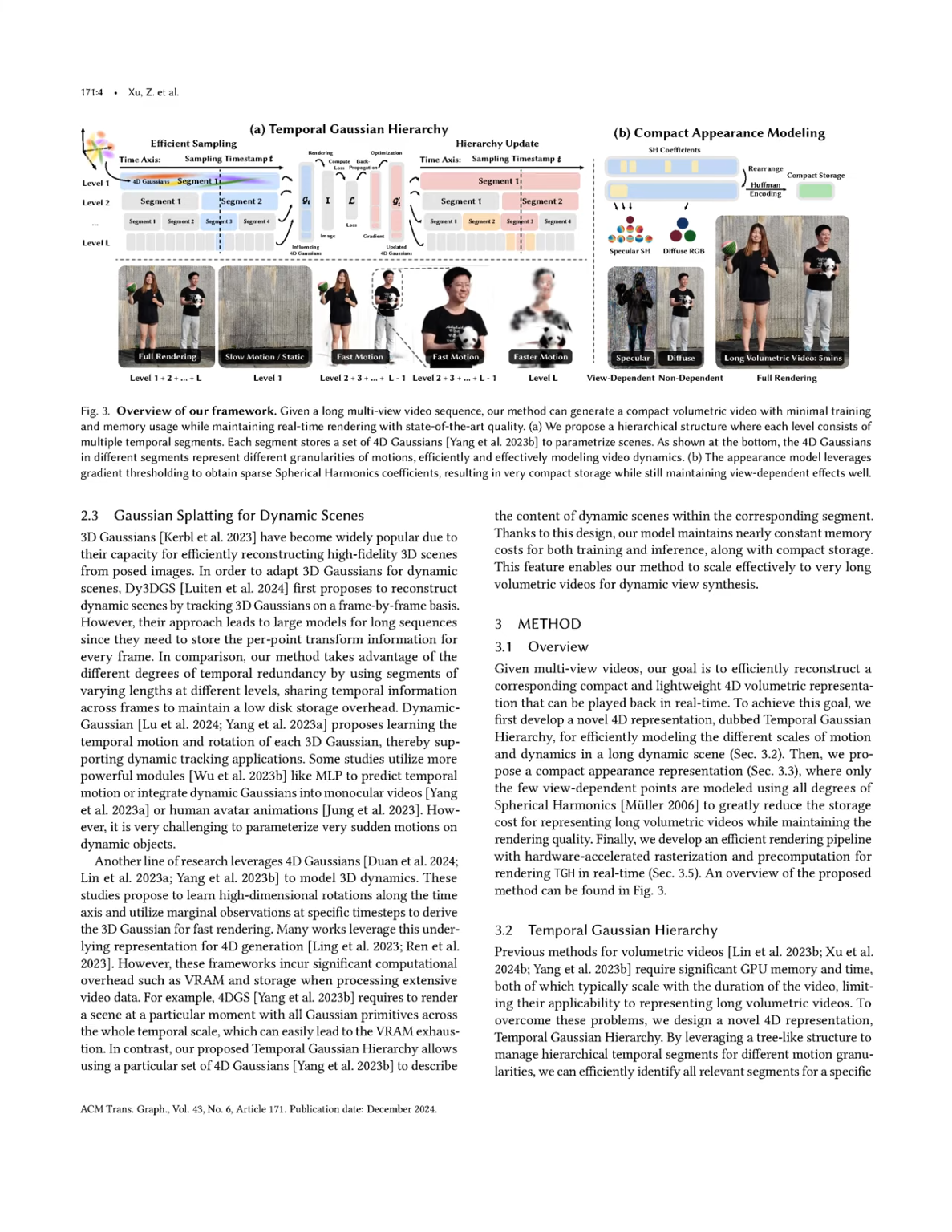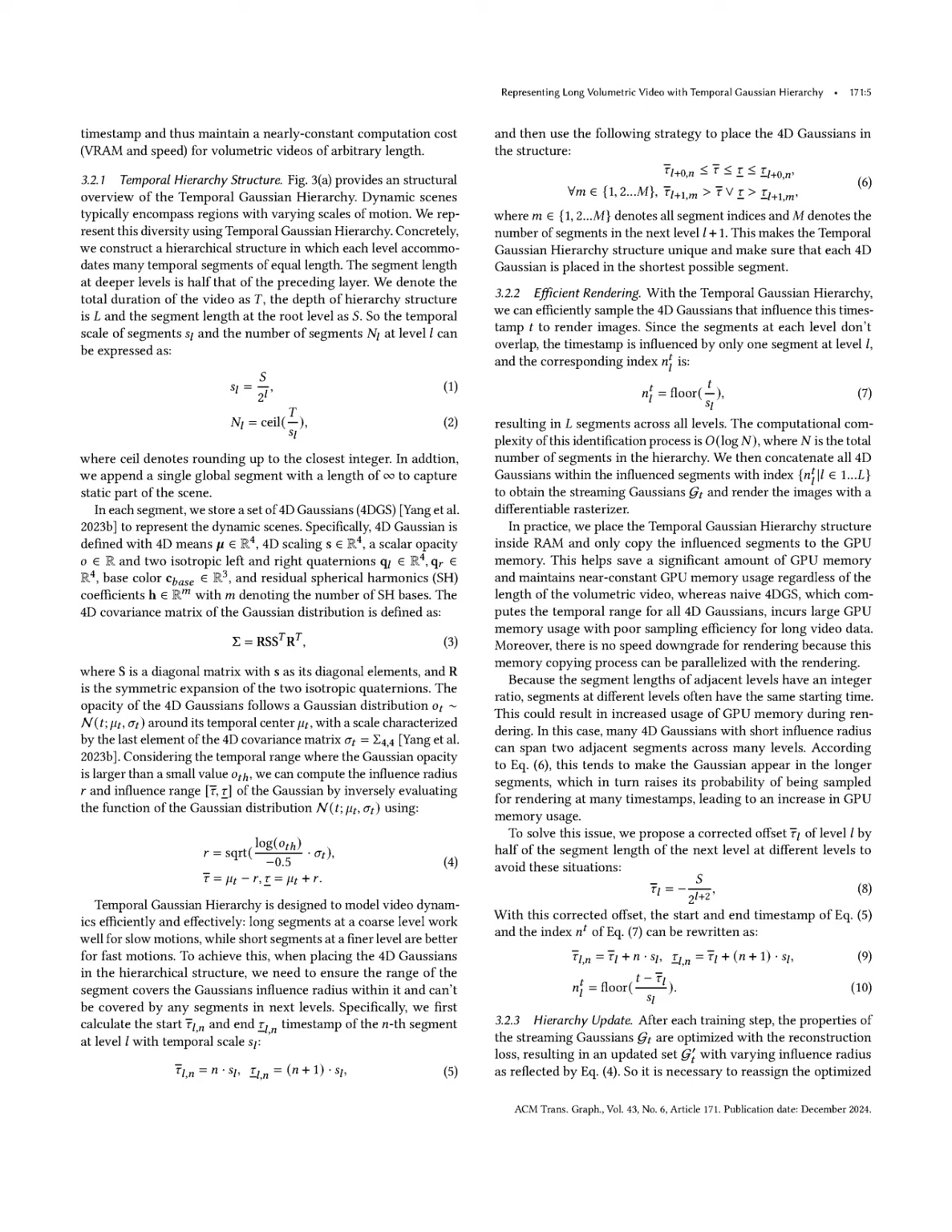The proposed temporal Gaussian hierarchy, TGH, operates through a multi-level hierarchical structure designed to efficiently model dynamic scenes with varying motion scales. First, the video is divided into segments of different lengths at each hierarchical level, where deeper levels represent shorter segments to capture fast motions, while higher levels accommodate longer segments for slower motions.